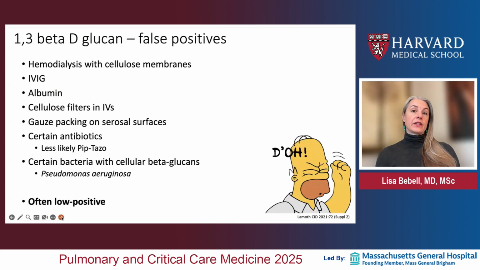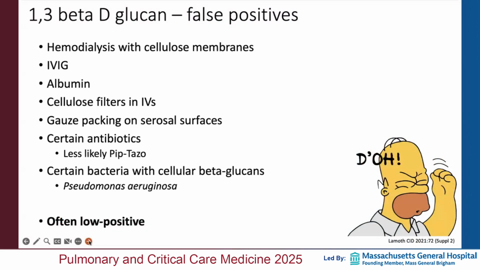I also want to point out that there can be a lot of false positives. Usually these are low-level false positives, just above the cutoff or maybe 2 times the cutoff limit. Hemodialysis still can cause false positives, as can IVIG and albumin. Cellulose filters, gauze packing, and some specific antibiotics can cause it. Pip/tazo is a classic antibiotic associated with false positives, but it's not limited to pip/tazo, and actually many other antibiotics are much more commonly causing false positives now.